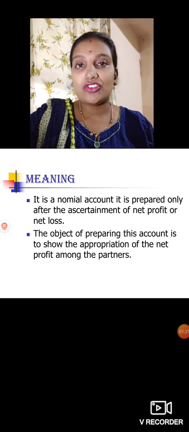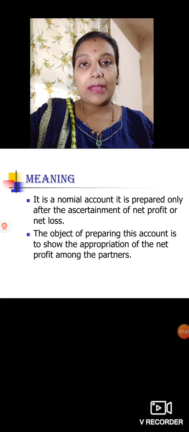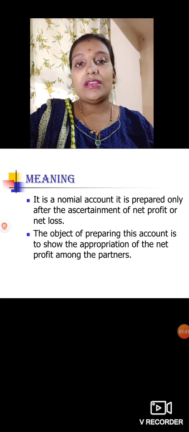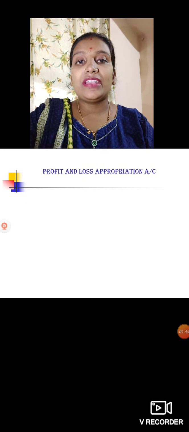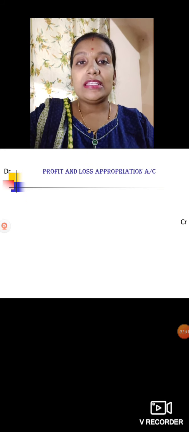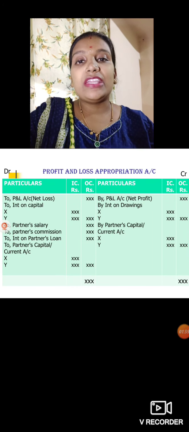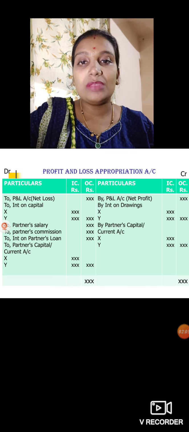So what is the intention of preparing this account? Just to show the appropriate allocation of profit among the partners. So let's see the format of it. Profit and loss appropriation account, debit and credit you should write because it is an account. Account format always has debit and credit. Both the sides have three columns: particulars, inner column rupees and outer column rupees.